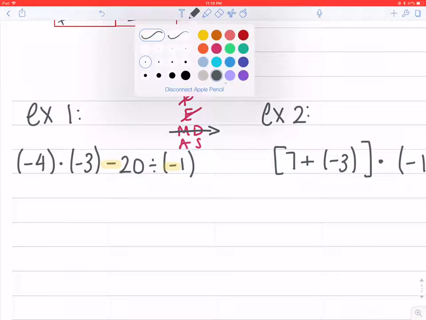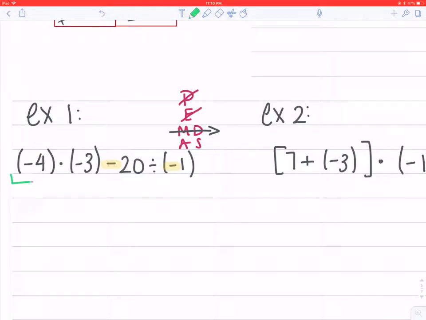So furthest to the left, I have -4 times -3. Well, they're the same sign, so it's going to become positive. So I have 4 times 3 will give me 12. Carry everything down.